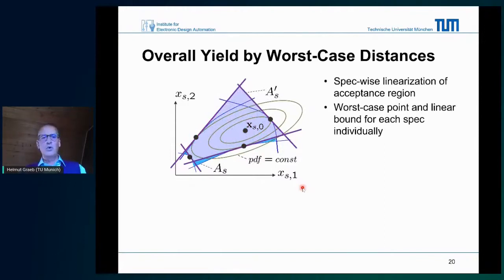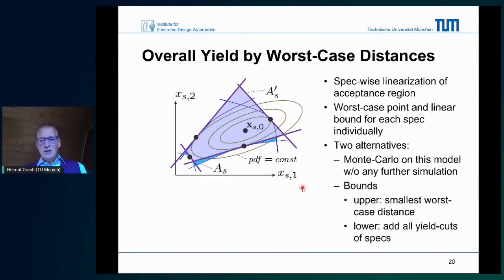We could use it for a Monte Carlo analysis, which is cheap, because we just have to evaluate linear equations. So we could do a Monte Carlo analysis with 1 million sample elements, but what we could rather do is just look at the worst case distances and not even where they cut. Now, look at this one here. This is the smallest worst case distance. It gives a beta. Now, the yield cannot be larger than this one here, right? Because as we said before, every further spec cuts away more from the cake. So this is kind of an upper bound, right? The smallest worst case distance is a kind of upper bound of the robustness.